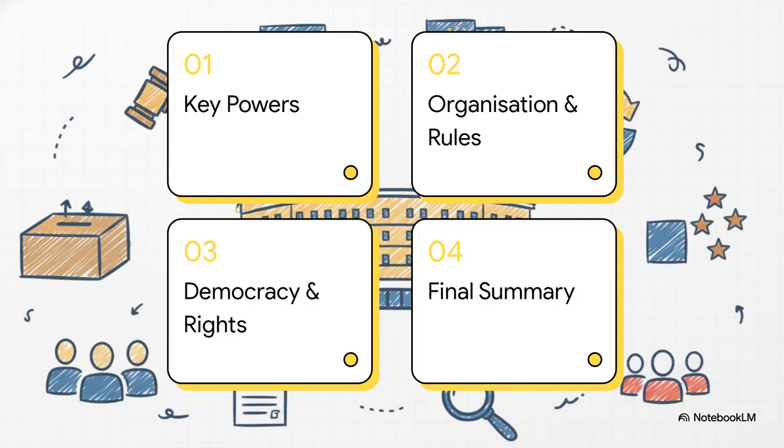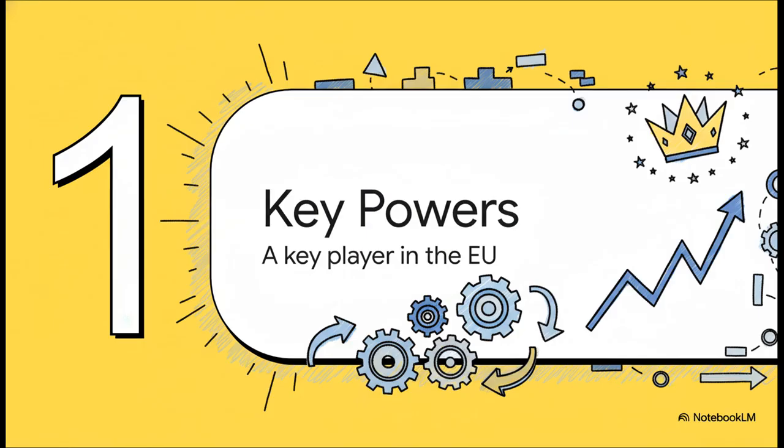This explainer is structured in 4 parts. First, we will discuss the Parliament's key powers. Second, we will examine its organization and internal rules. Third, we will cover its role in promoting democracy and rights. Finally, a summary will be provided. We will now begin with the first section, the Parliament's key powers.